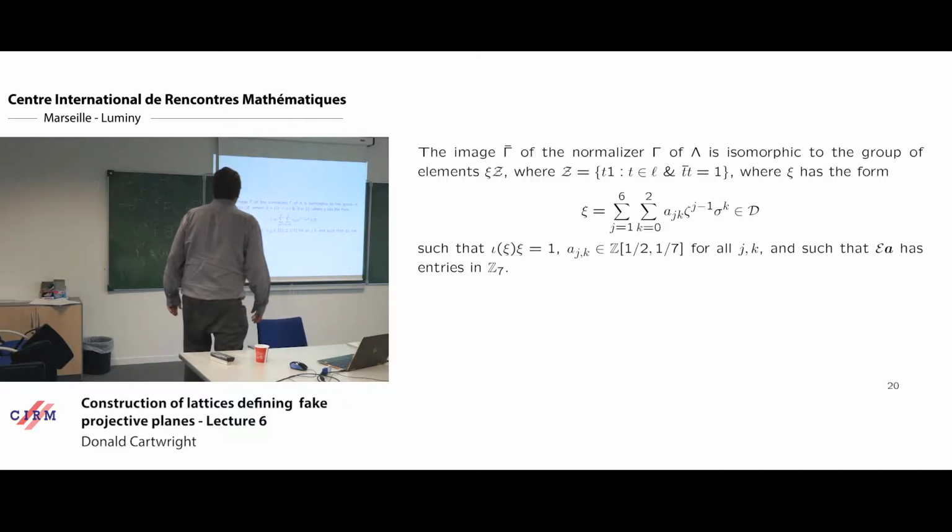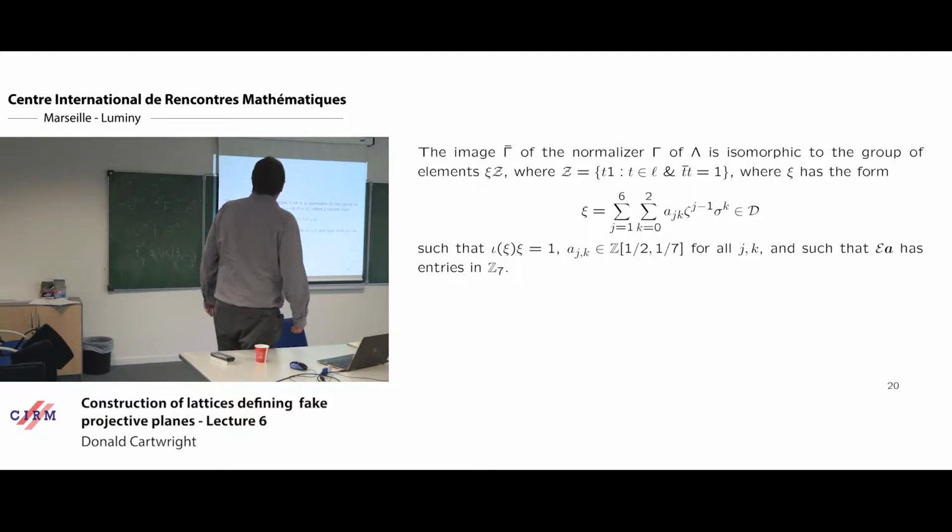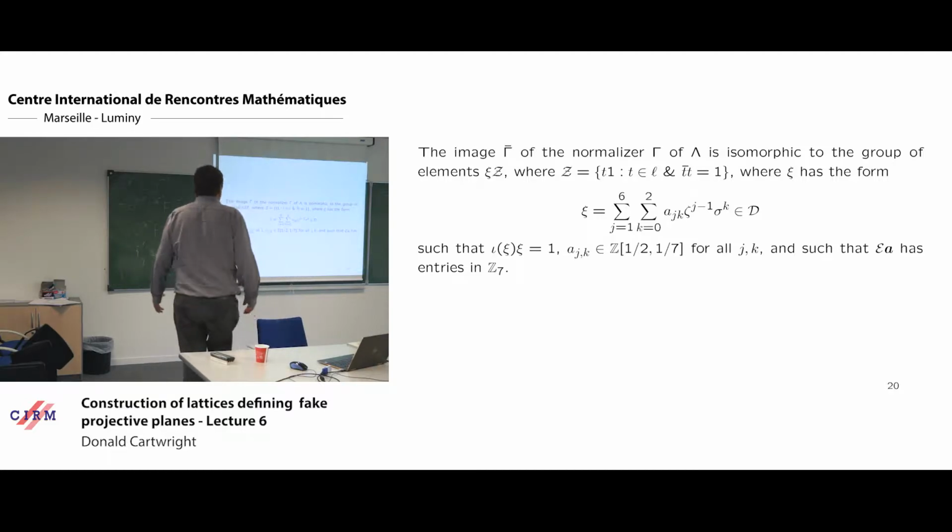So here I'm going through this fudge business about when we want the normalizer, we want the image of the normalizer, and so we're looking at xi's which satisfy this, but no longer the norm condition, and the conditions are the same, except you work modulo the scalars of the right sort. So this is actually the setting we work in. We look for xi's satisfying this with these arithmetic conditions.